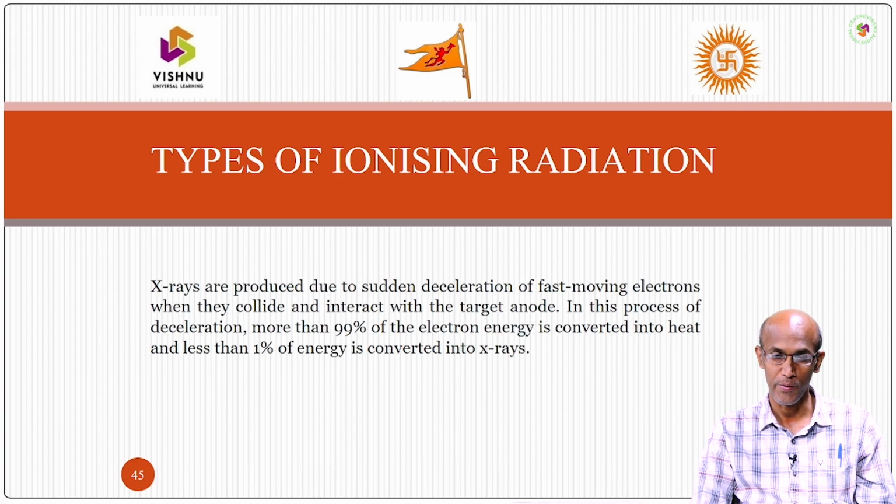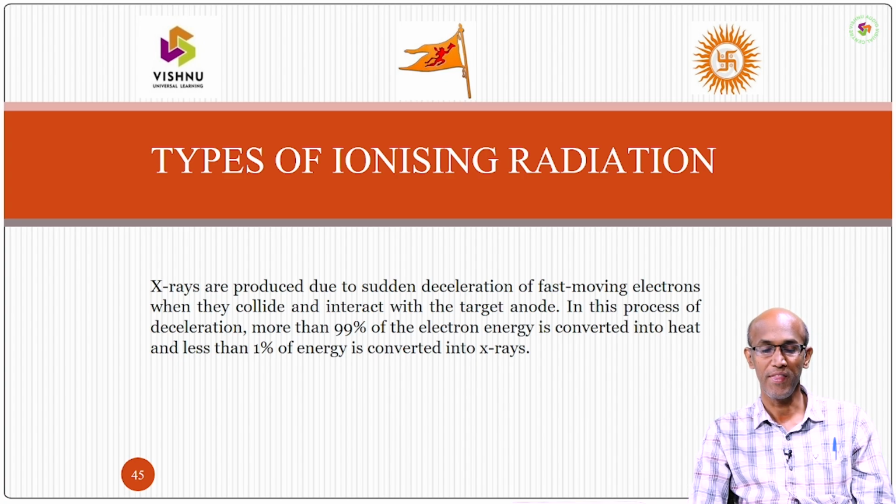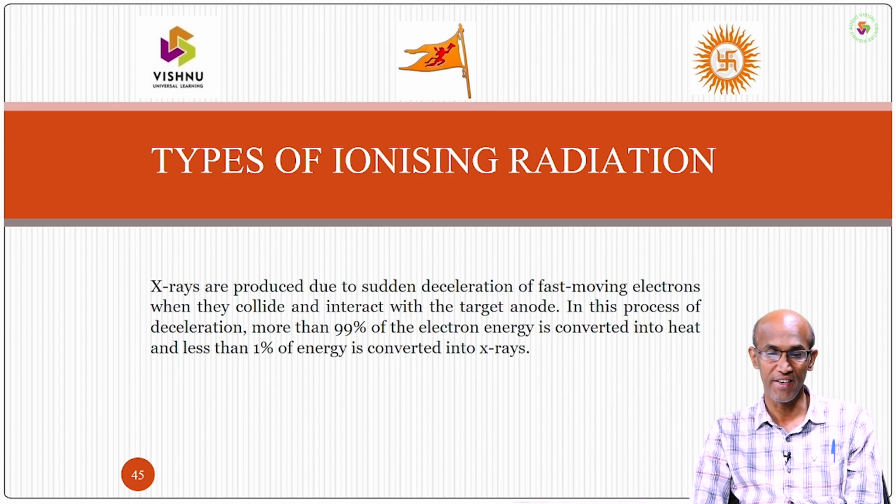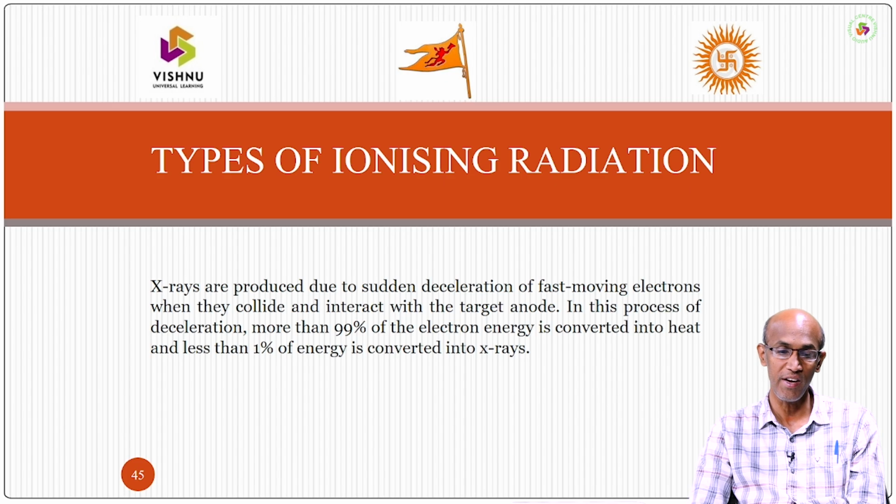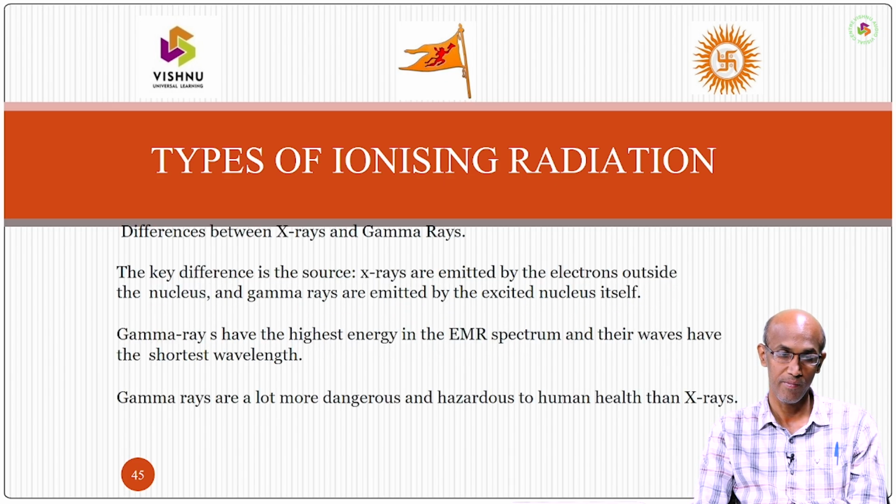X-rays are produced due to the sudden deceleration of fast-moving electrons when they collide and interact with the target anode. In this process of deceleration, more than 99% of the electron energy is converted into heat and less than 1% of the energy is converted into X-rays.